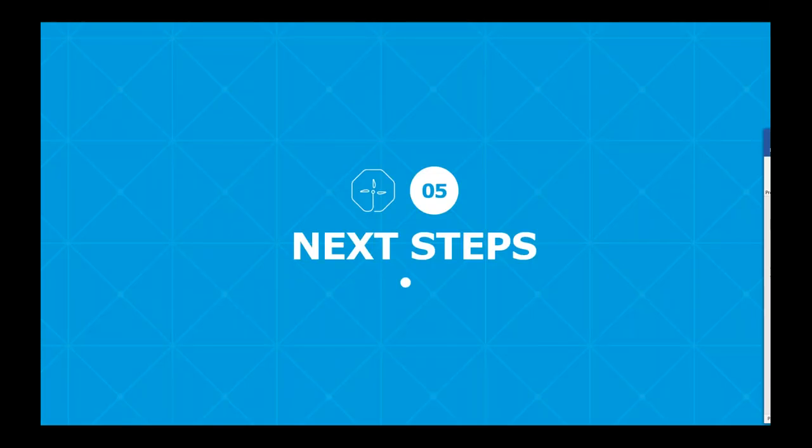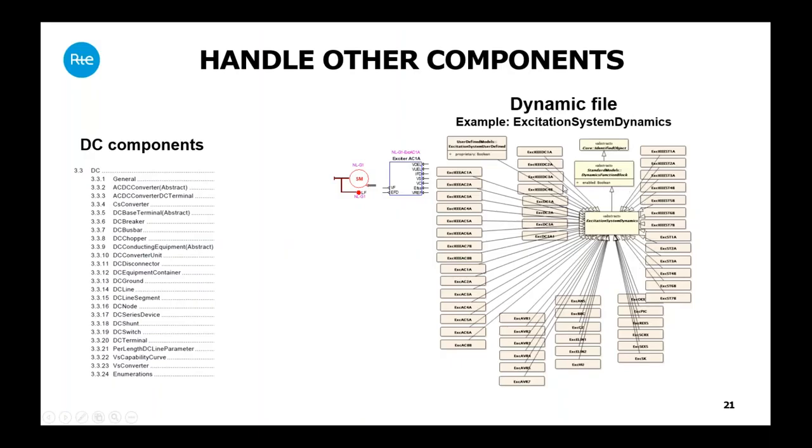So what are the future objectives of this gateway? We still have other CIM components to handle in the gateway. We don't handle DC components now. We also have dynamic components that are partially handled here because we successfully imported standard models of machine control. We have in EMTP a library of standard exciters and governors, and these equipments are included in the CIM standard. So we can map them together directly.